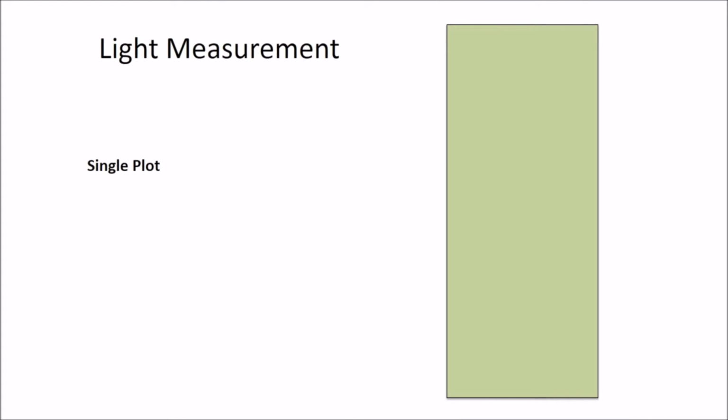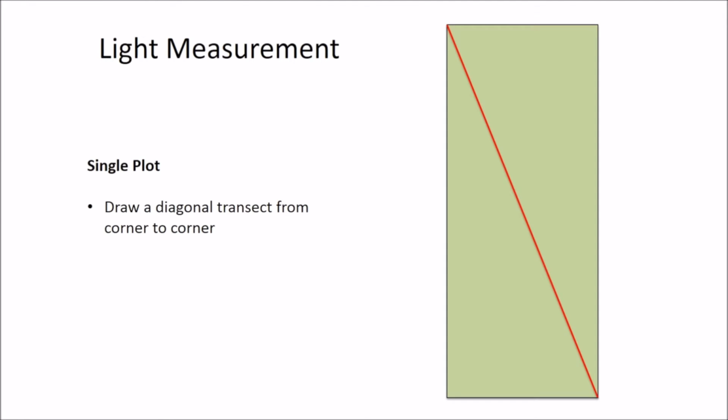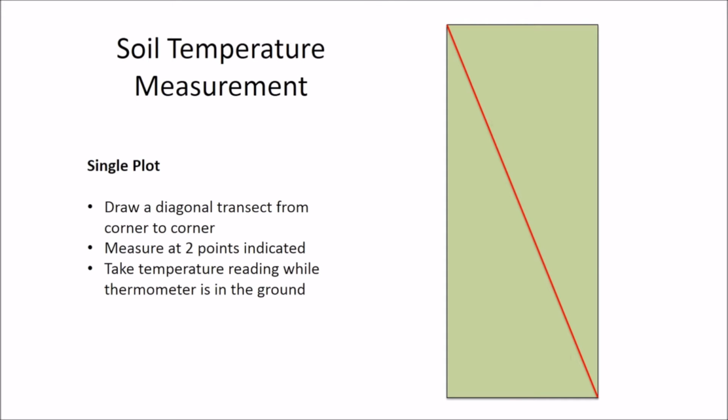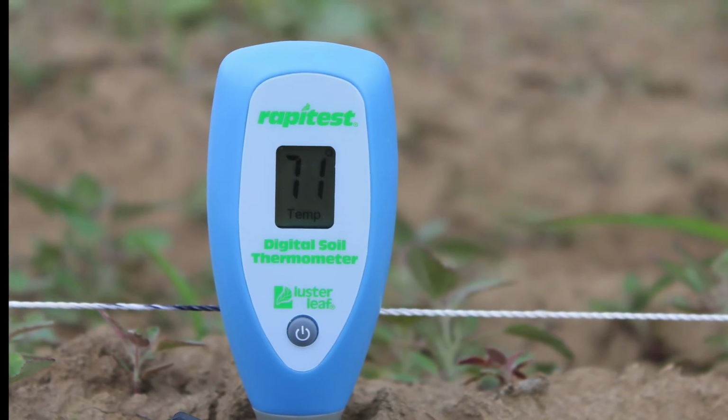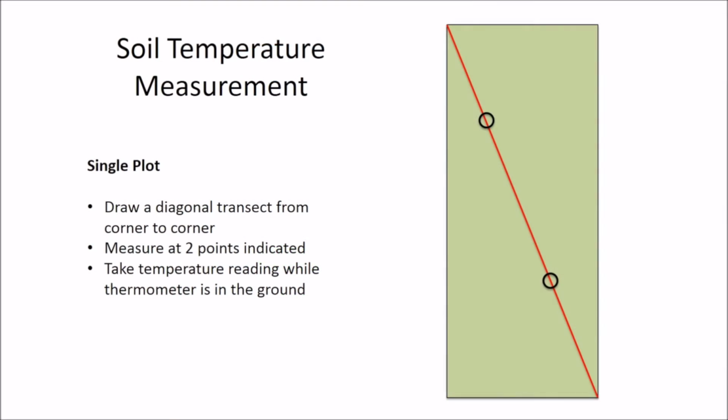The spot where measurements are to be taken is determined by drawing a transect from one corner to the other within a plot. Light intensity is then measured at the 5 points indicated, which are spaced along the transect. Soil temperature measurements are taken using a soil temperature probe. The measurements will be taken along the same transect at the 2 points indicated. Make sure that the thermometer is in the ground when measurements are taken to be as accurate as possible.